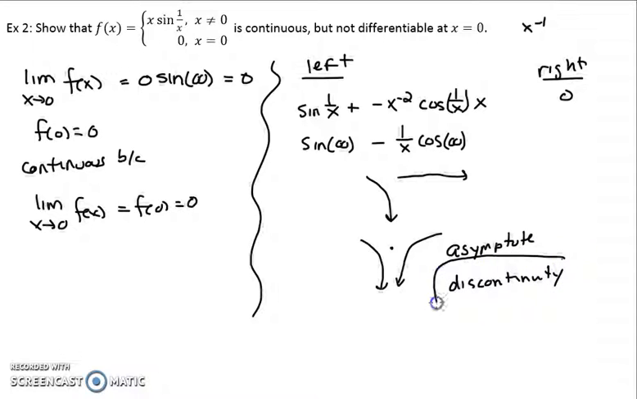If we were asked to find the type of non-differentiability, and AP is not going to ask you to find that, they're just going to say, is it differentiable, yes or no? And since this derivative doesn't exist, it can't equal that derivative, so we're finished.